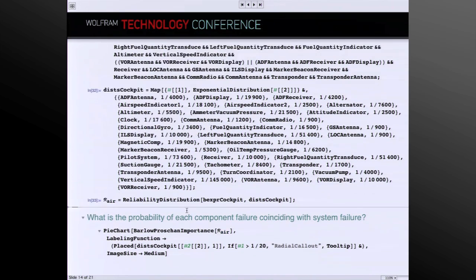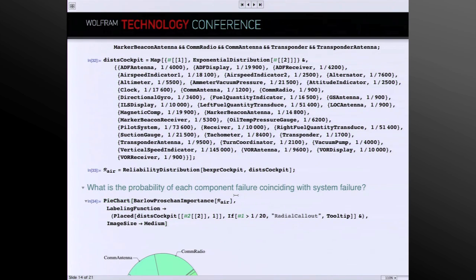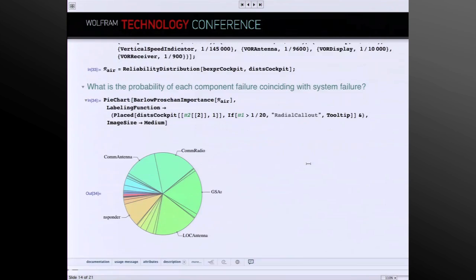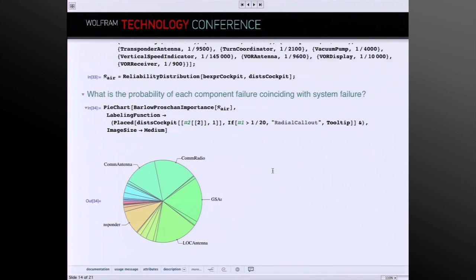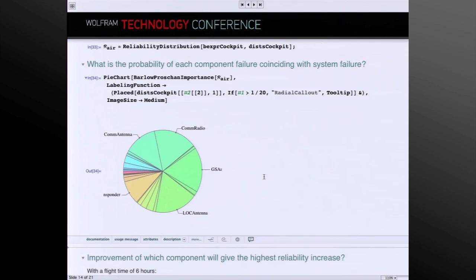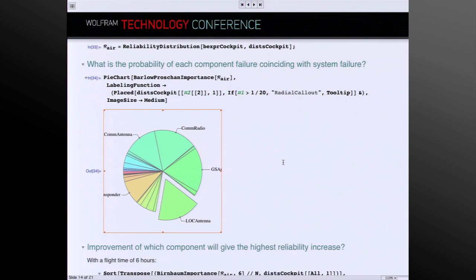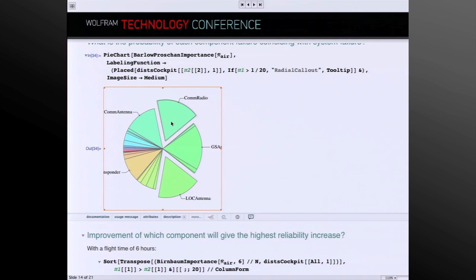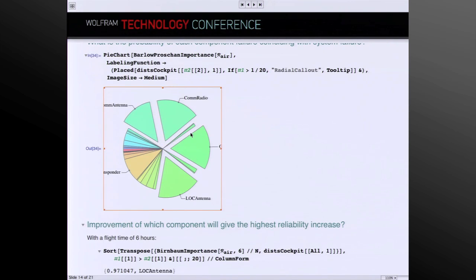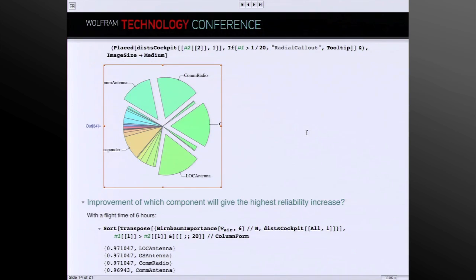Barlow-Proschan importance here. So the Barlow-Proschan importance calculates the probability of each component failure coinciding with system failure. So for this airplane example here, or the cockpit of an airplane, this antenna seems to be a good candidate for you to improve on if you want to improve the complete system reliability.